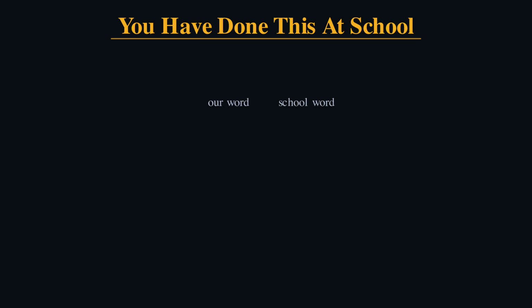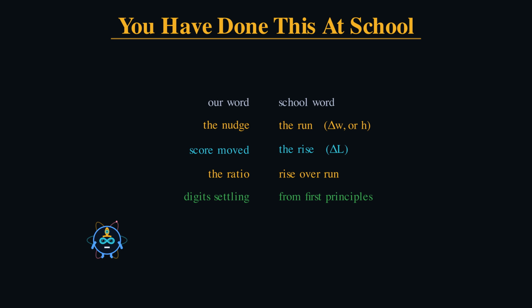So here is the whole translation. What we call the nudge, your textbook calls the run. What we call the score moving is the rise. Our ratio is rise over run. And shrinking the nudge until the digits settle is what a textbook calls differentiating from first principles. Same thing, different words.